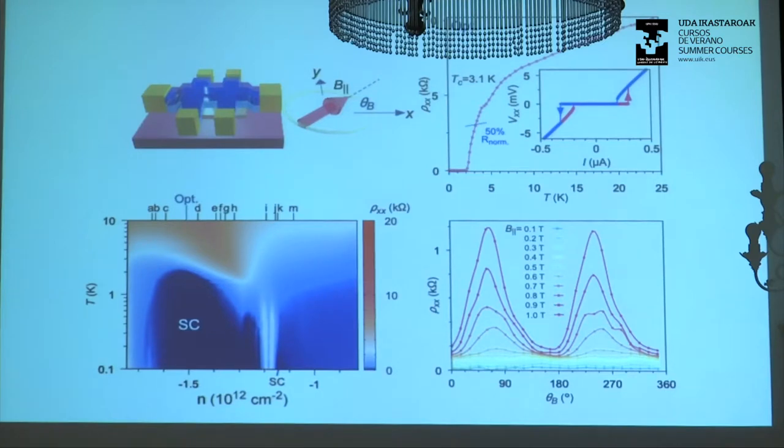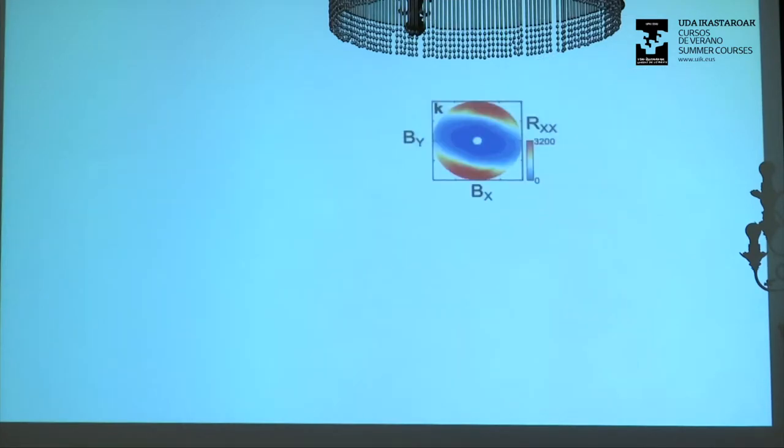what we see is this twofold response, two maxima. Again, two maxima, when you put this in a polar plot, means an ellipse, which is giving you a direction, the major axis of the ellipse. So let me show you the ellipse. This is the ellipse. If you measure the resistivity versus magnetic field in the x and y direction in plane, you have this ellipse.